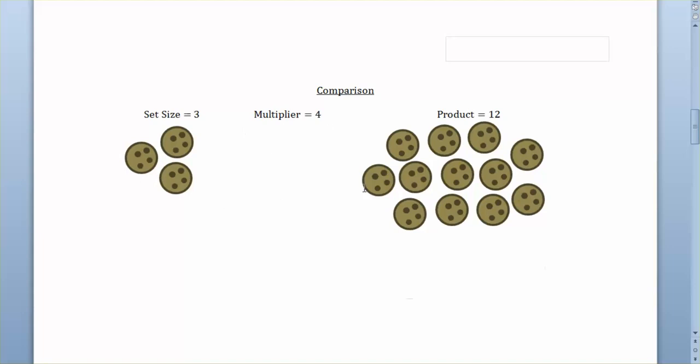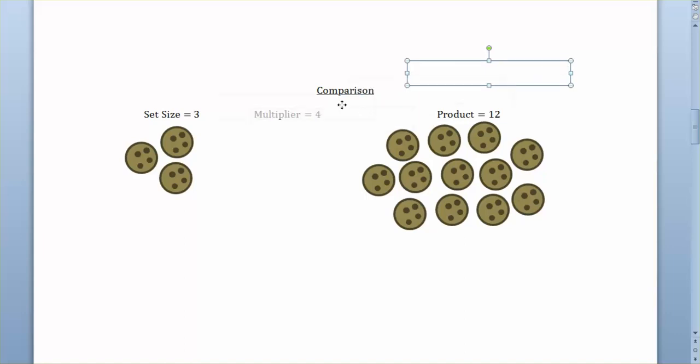Now slightly different is the comparison structure where we have one set that we know the size of, and we're talking about another set being a certain number of times as big. For example, here we have a set size of 3 cookies, and if we want to think about another set that's 4 times as big as that, it would be a set of 12 cookies. For example, we could not know this product, 12, and we could have the problem, Dr. Lucas has 3 cookies. If Dr. Ross has 4 times as many cookies as Dr. Lucas, how many cookies does Dr. Ross have? He has 12 cookies.